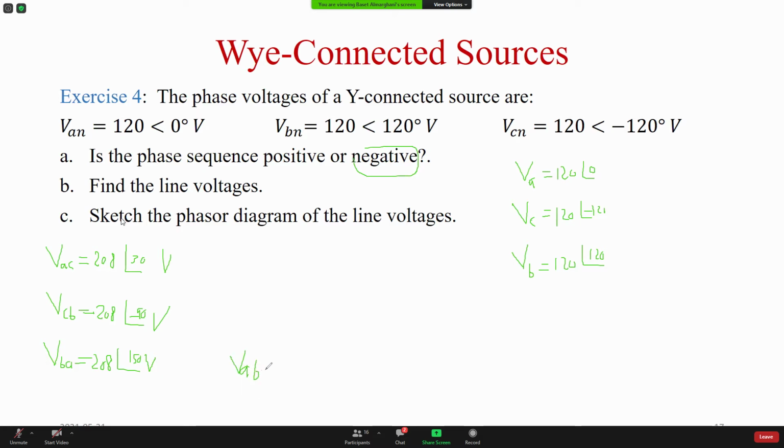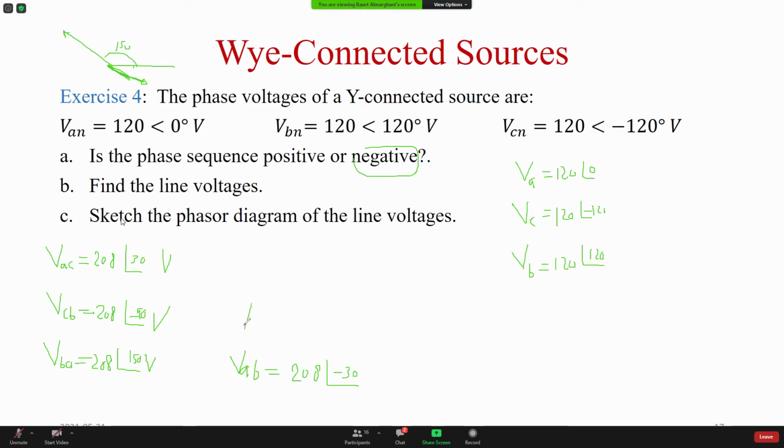What would be VAB in this case? The same magnitude. The angle will be 360 minus this angle, or this angle minus 360, both are fine. Because this VBA goes 150 degrees like this. This is 150. The opposite will be like this. It's this angle, not 360, 180, sorry. So this angle is minus 30.